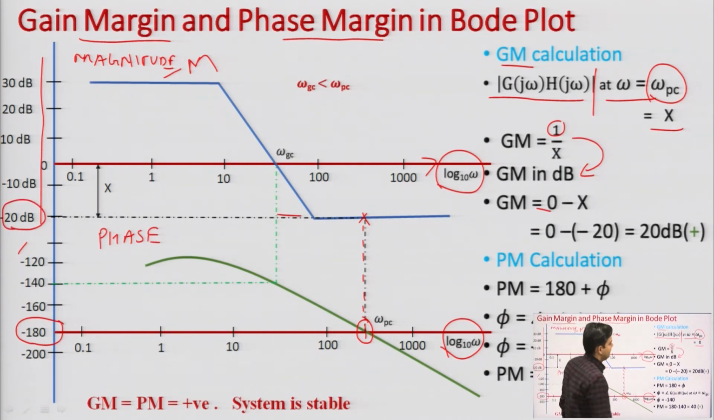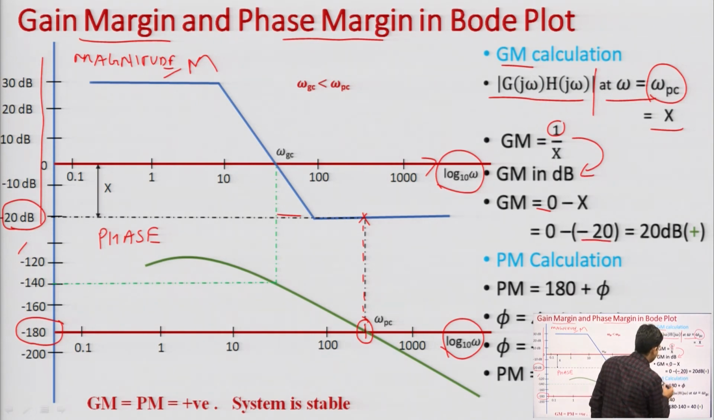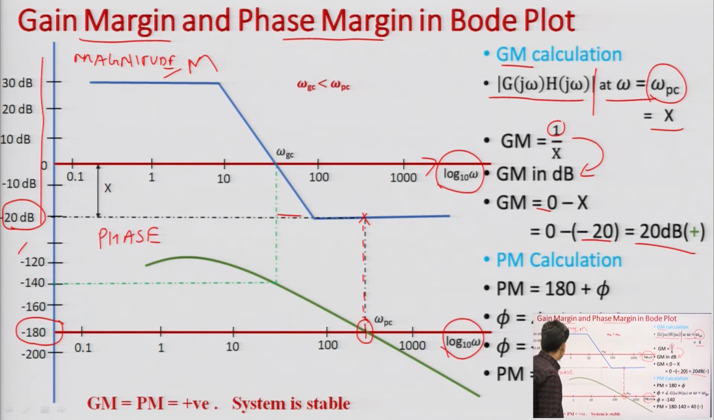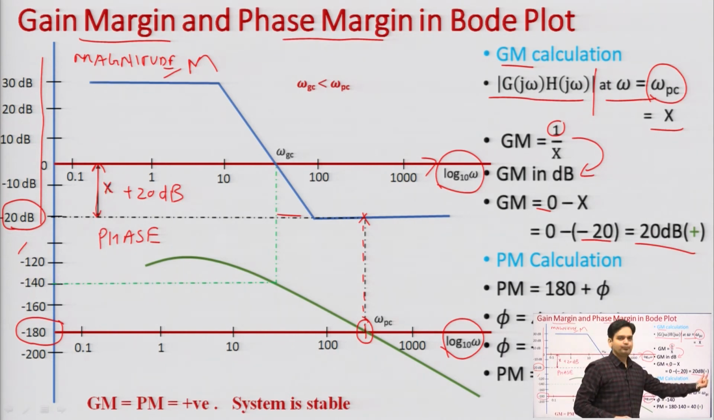Okay. So, here my value of x is minus 20, and I will put it in this formula. So, this is coming plus 20 dB. It means the gain margin is plus 20 dB. So, this is the margin available in gain in the system. Okay. So, here the gain margin is coming positive.